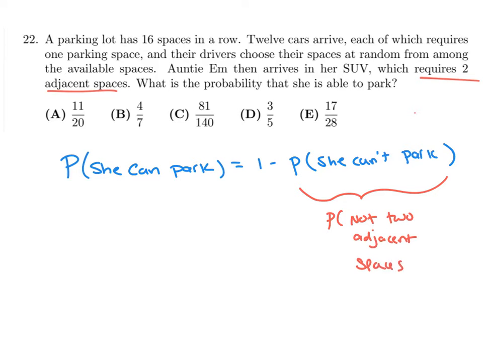So in the next slide, we'll start talking about how to arrange these cars in such a way that there are not going to be 2 adjacent spaces. So first, let's just note that I'm going to take a combinatorial approach to probability. In other words, as we noted, 1 minus the probability that she can't park. If we expand this a little bit more, what we basically want to do is figure this out.